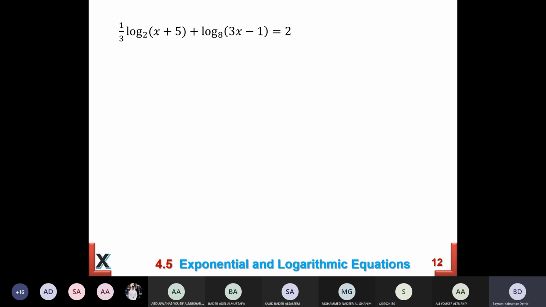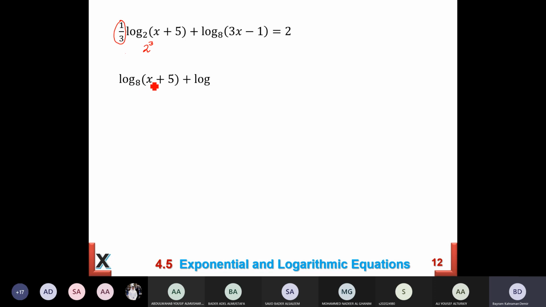Now, if you look at this problem here, Shabab, you see 1 over 3 here. Basically, we can use it as a power of 2. So the 2 becomes 2 to the power of 3, 2 cube. All right. So it becomes a logarithm with base 8, right? So therefore, Shabab, we can just write it again.